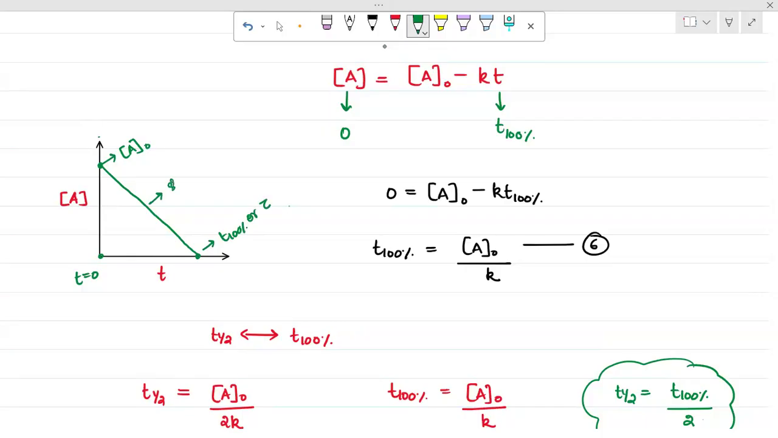And the slope of this graph, of course, is minus k, which we have already written two to three pages back. Okay. So in this zero order reaction, the line touches the x-axis where the concentration of the reactant is 0, and the point where it touches the x-axis is the completion time, tau or T100.